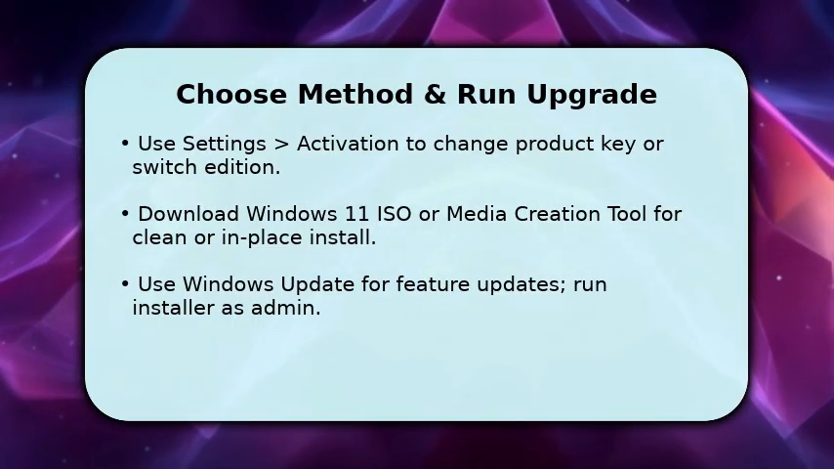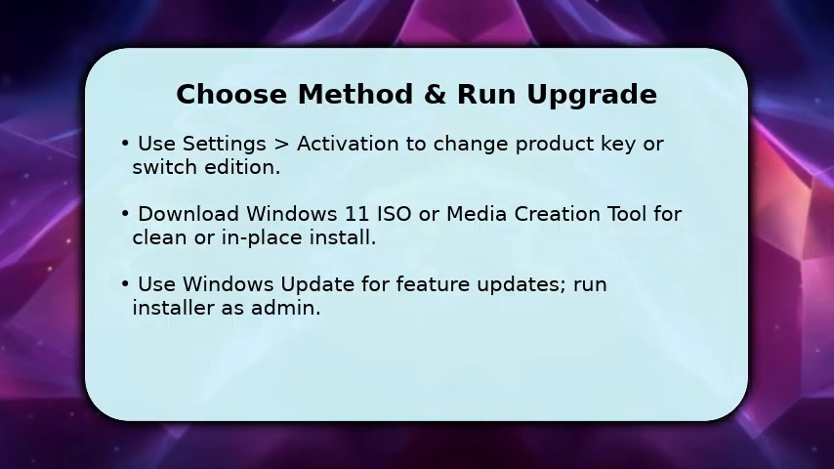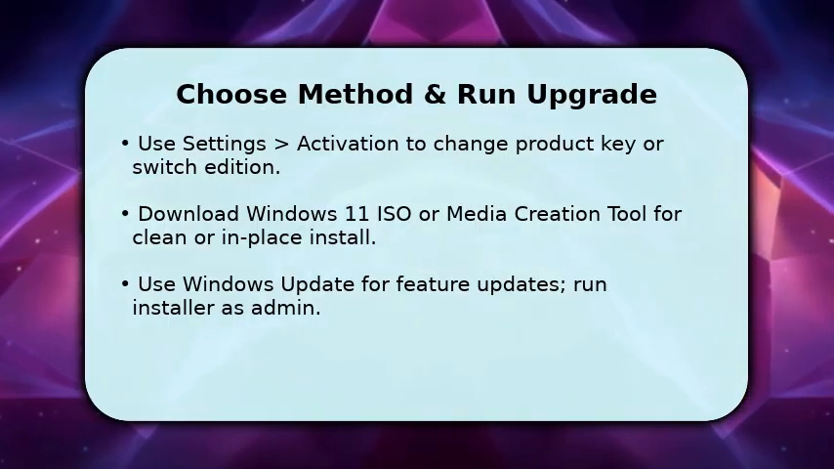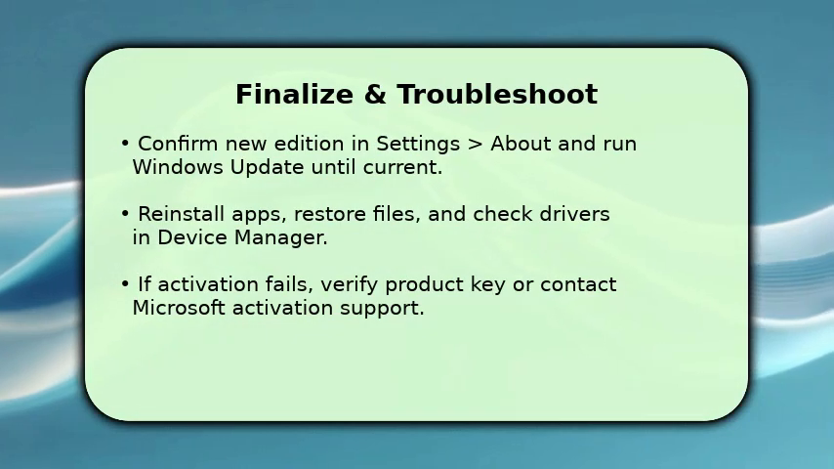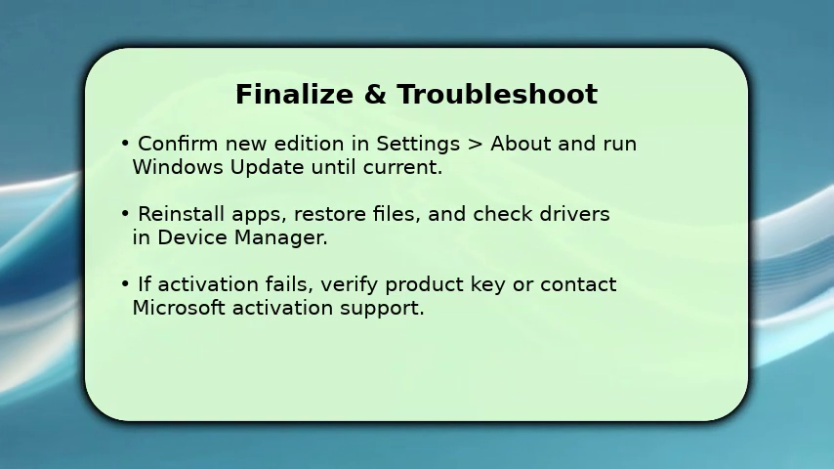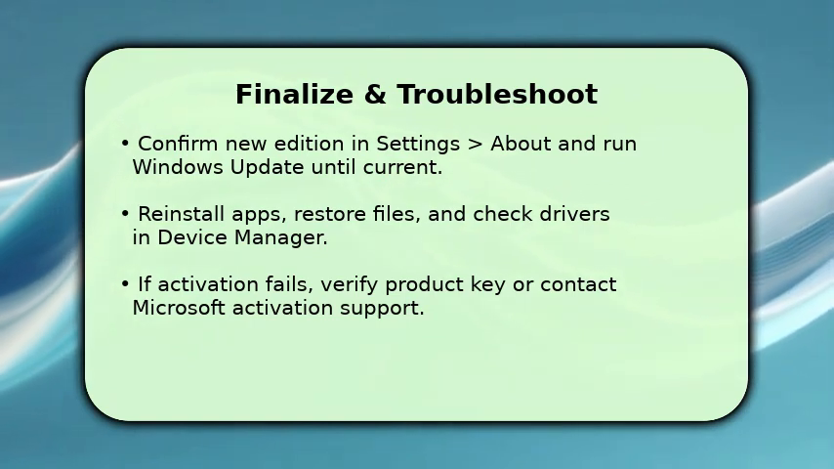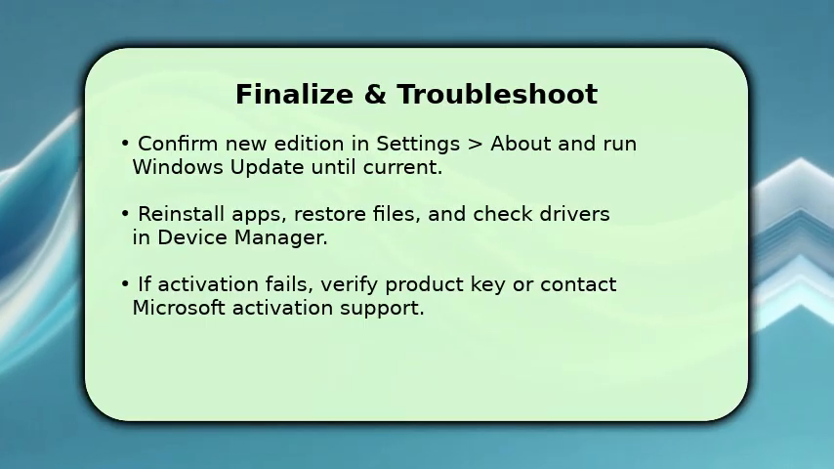To finish, reboot and confirm the new edition and build in Settings About, then run Windows Update until everything is current. You should reinstall or restore apps and files as needed, and verify device drivers in Device Manager.